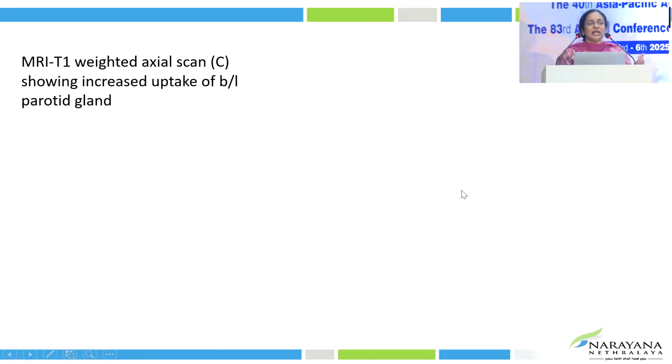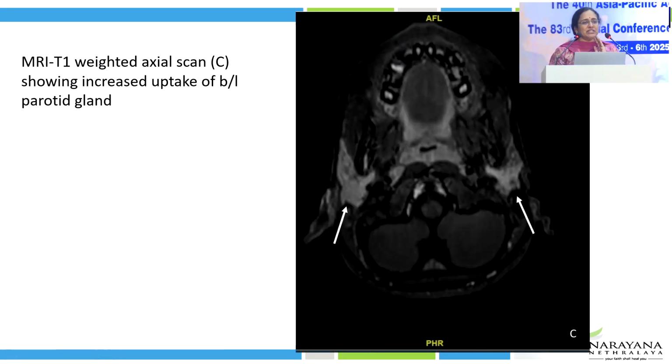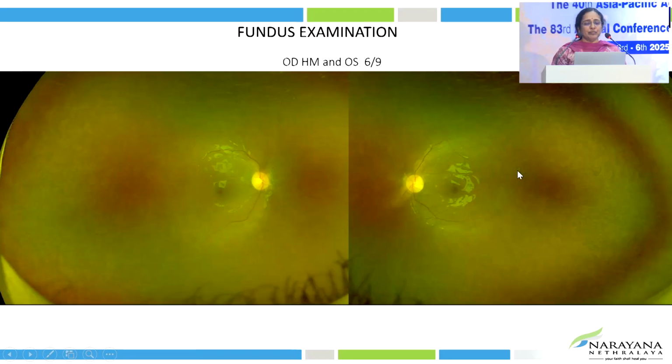In addition, when you do the systemic examination, they can have parotid gland enlargement, or if it's subtle, it can be picked up by other radiological imaging such as MRI, which shows increased uptake in the bilateral parotid glands in a case of mumps retinitis. Following treatment with systemic steroids and hyperbaric oxygen, we could see resolution with numerous scars in the retinal periphery. Whenever you see this kind of scarring pattern, that again can give us a clue to suspect healed mumps retinitis.